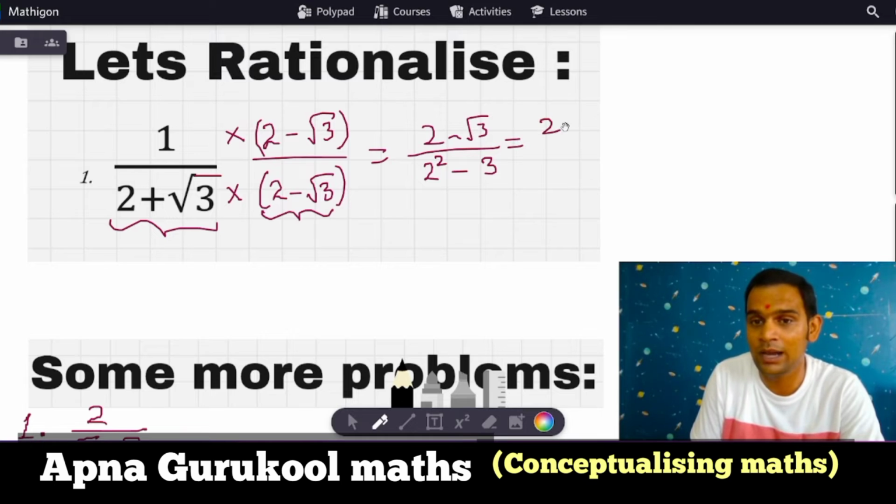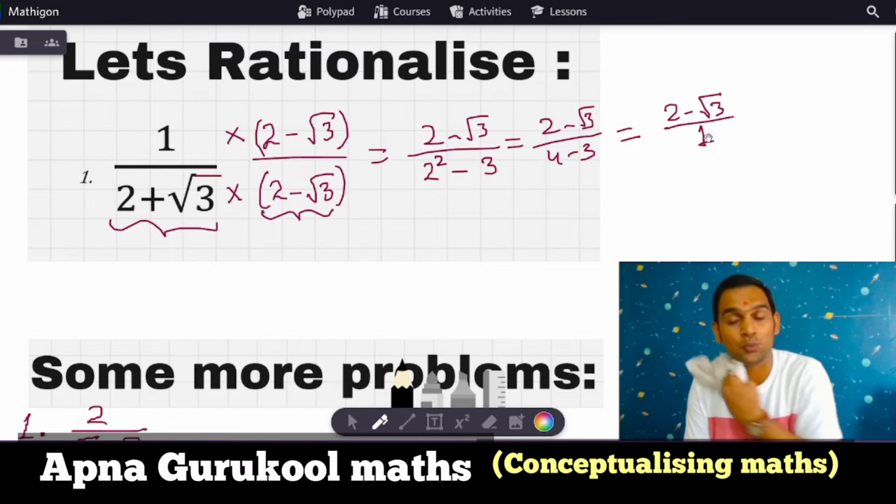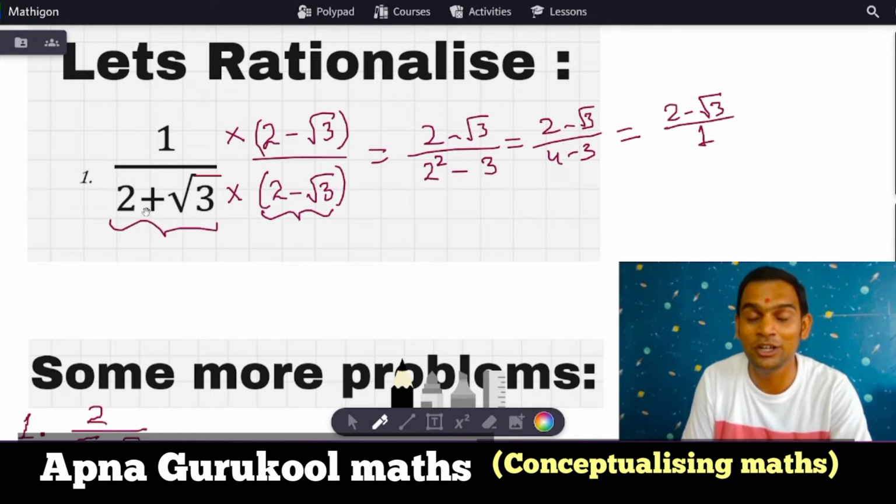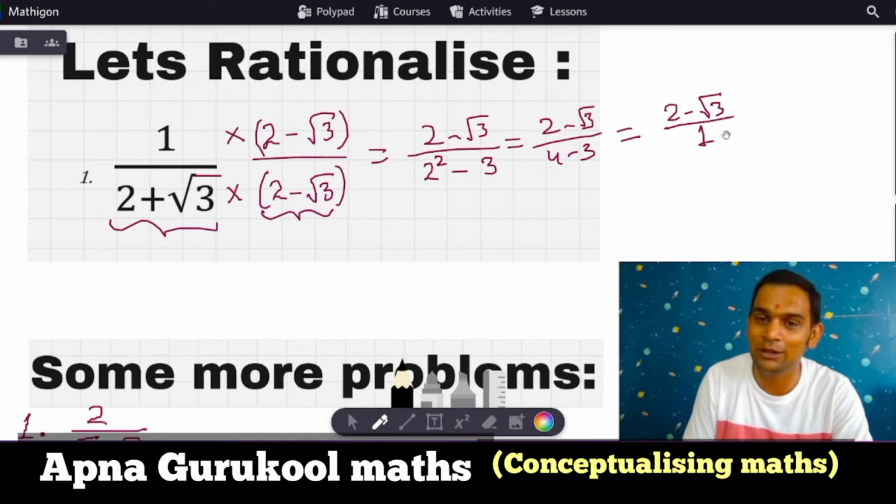How? Let's see, 2 minus root 3. So 2 square is 4, minus 3 will give you 1. So we are left with 2 minus root 3 over 1. And obviously 1 is a rational number. So we converted an irrational denominator into a rational denominator.